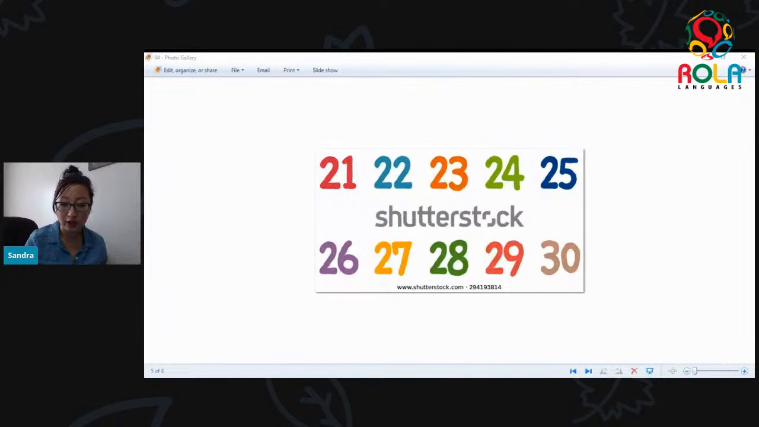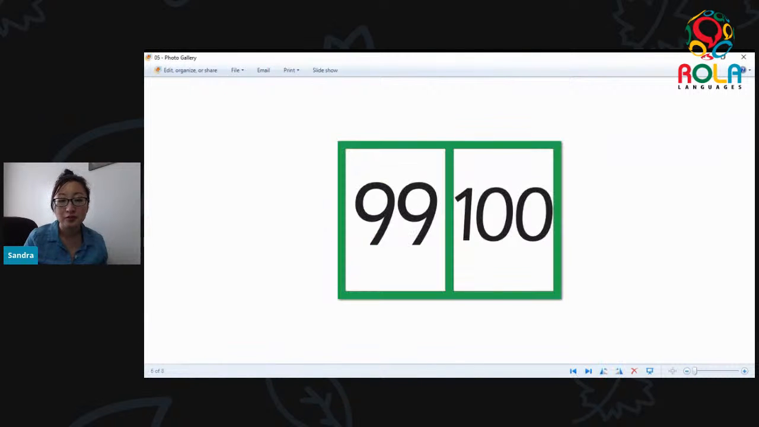Let's bring it home. So over here, how do we say 99 in Chinese? Of course, it is 99. First, we have 9 tens, and we have another 9. All right, over here, how do we say 100?